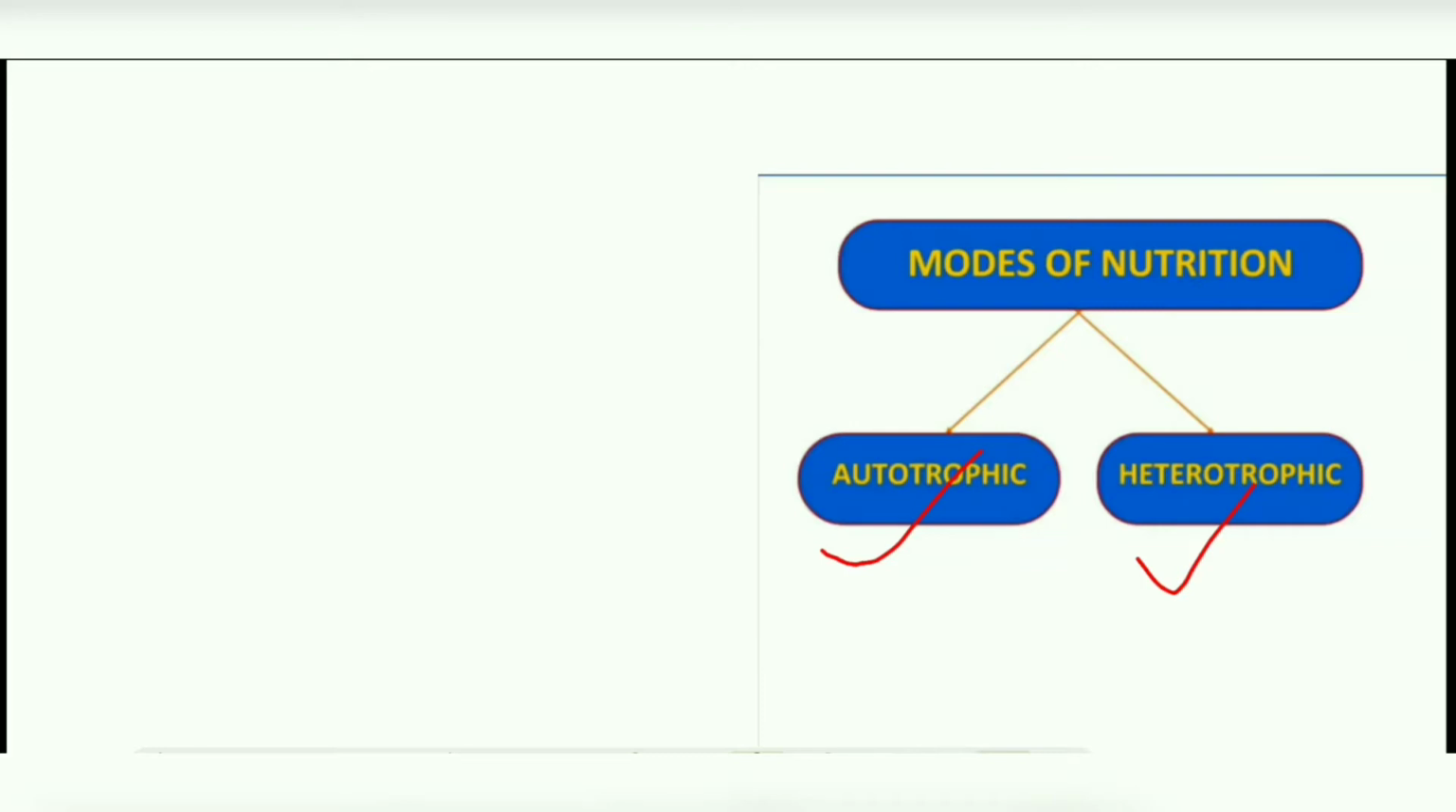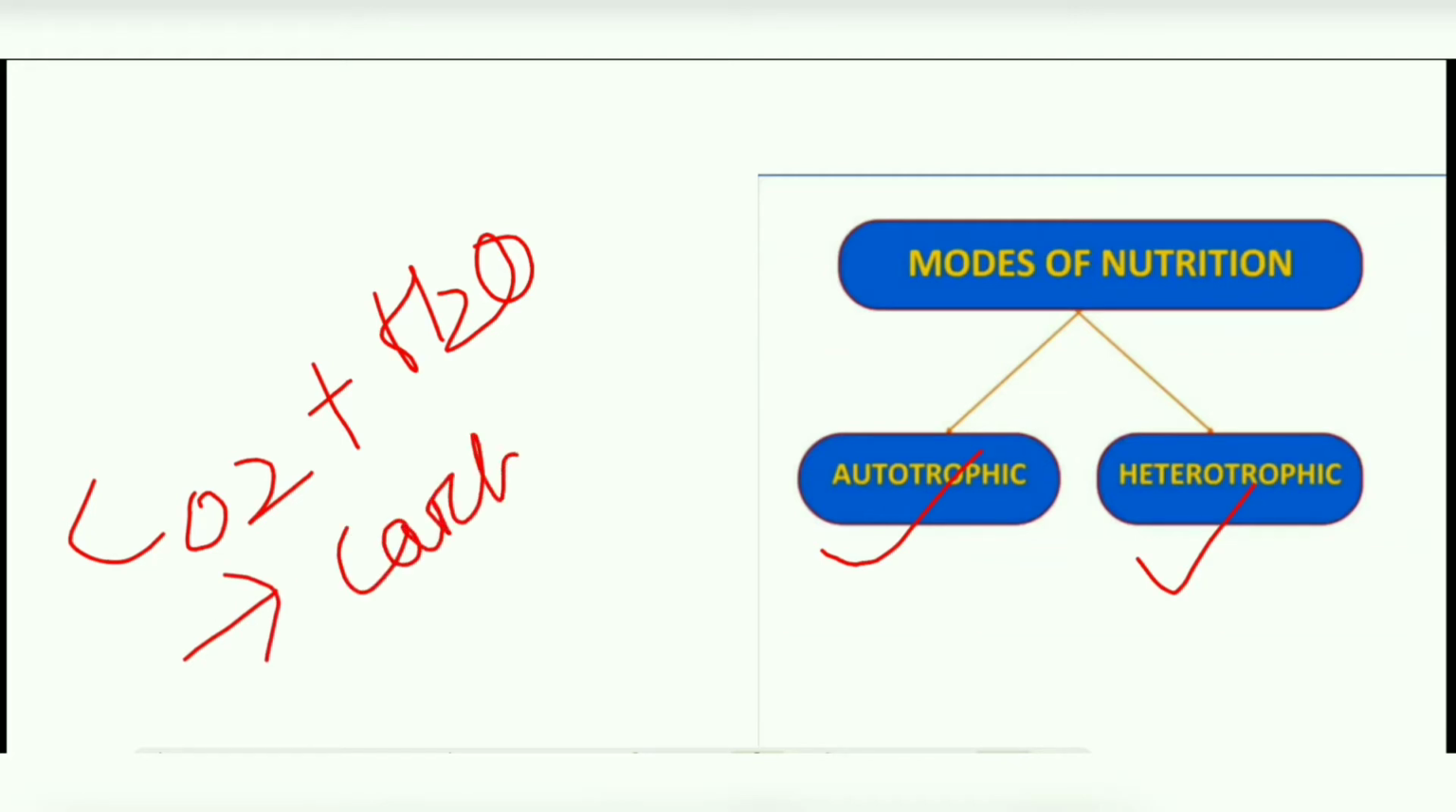Autotrophic nutrition basically takes place in green plants and some unicellular organisms like blue-green algae. Under the autotrophic mode of nutrition, what exactly happens? Simpler molecules are converted into complex molecules. Here carbon dioxide and water are involved in the production of carbohydrate. So carbohydrate is a complex carbon source.